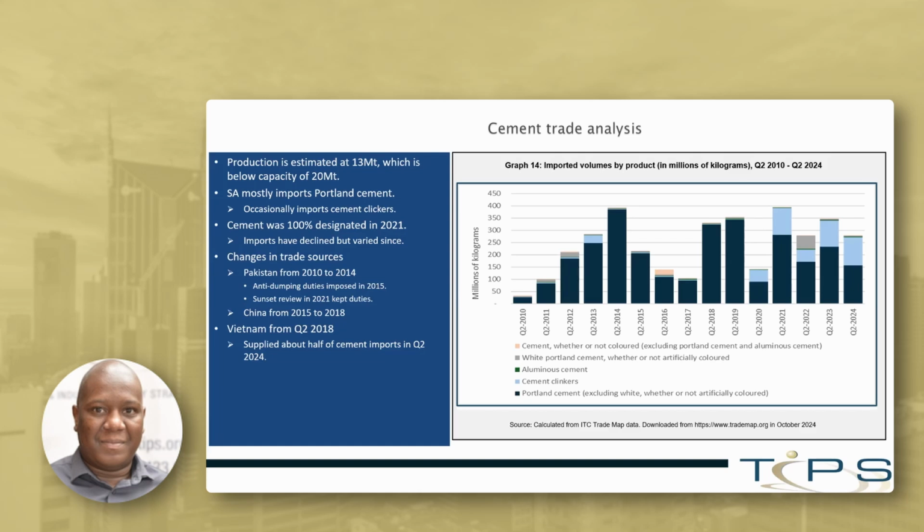So Pakistan was the main trade source from 2010 to 2014. Anti-dumping duties were imposed in 2015, and then there was a sunset review in 2021, and then the duties were kept. So from 2015 to 2018, China was the main import source. And then from the second quarter of 2018, Vietnam was the main import source. And in the second quarter of 2022, it supplied about half of cement imports into the country.